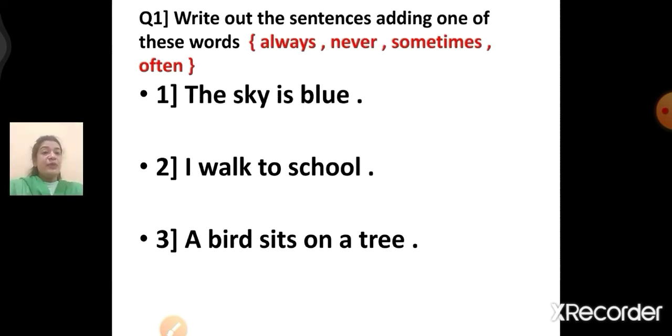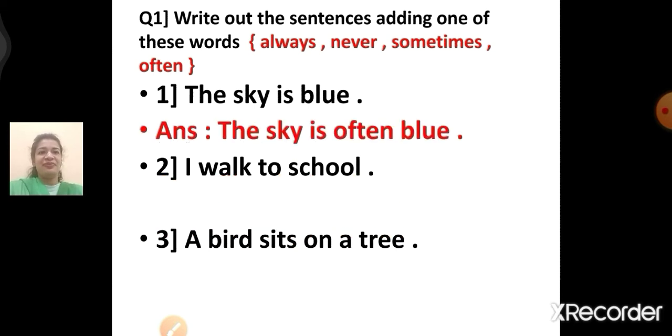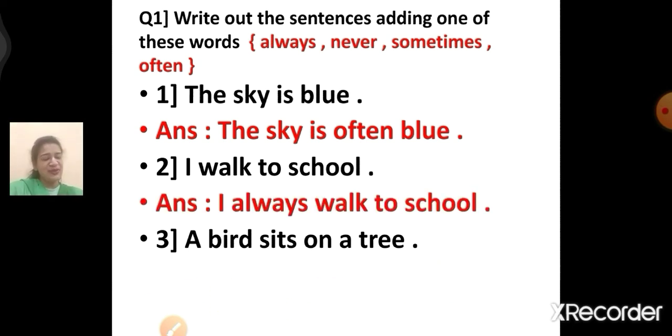The sky is blue. Yes, the sky is often blue. I walk to school. Now, if you always walk to school, you're going to write, I always walk to school. If you sometimes walk to school and sometimes go by bus, you are going to write, I sometimes walk to school. Here I have written, I always walk to school, because I always walk to school.